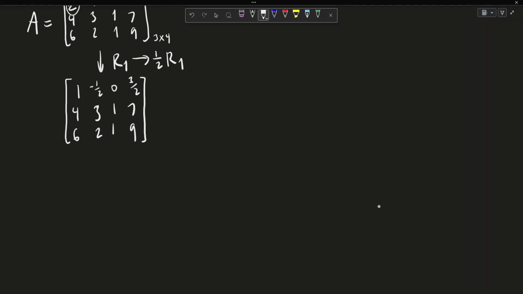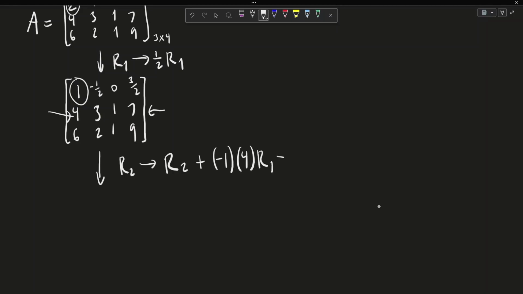The next step is to attempt to eliminate this value that's directly below this pivot. It's important to identify that in the first row, this 1 is the pivot. In order for the pivot in the second row to be to the right of the first row, we must eliminate this value directly below it. So we're going to transform row 2 into row 2 plus a scalar multiple of some other row: row 2 plus negative 4 times row 1, which more simply can be written as row 2 minus 4 times row 1.